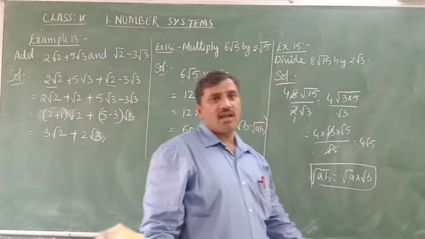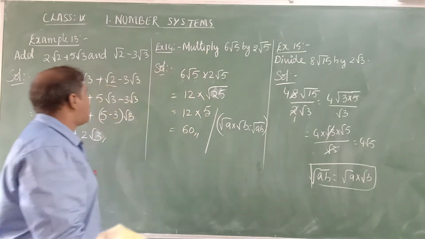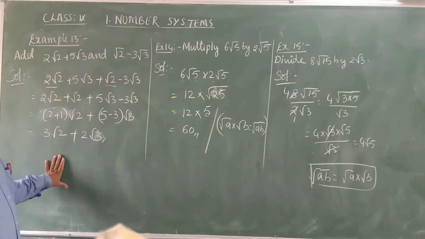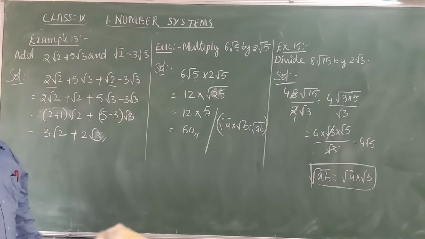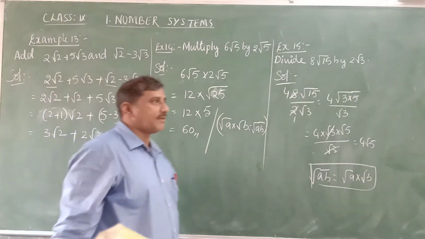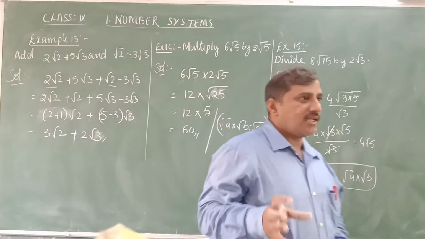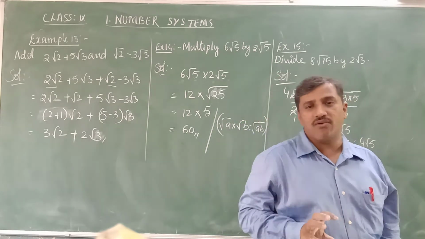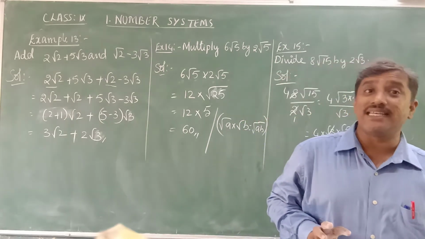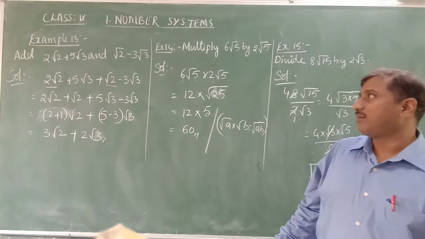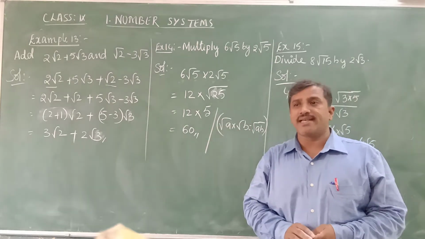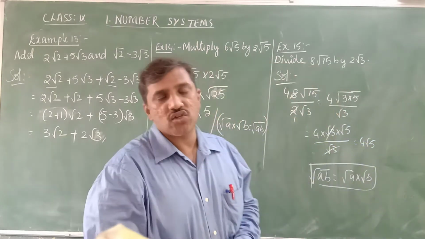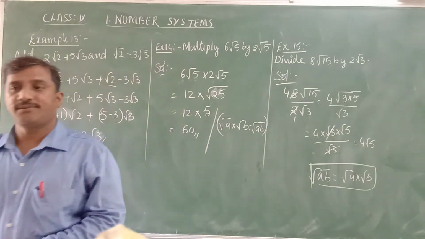And here we added irrational numbers and got an irrational number. It means that the multiplication, addition, subtraction or division of irrational numbers need not be an irrational number. We can conclude this from these examples. Is it clear, children? Yes.